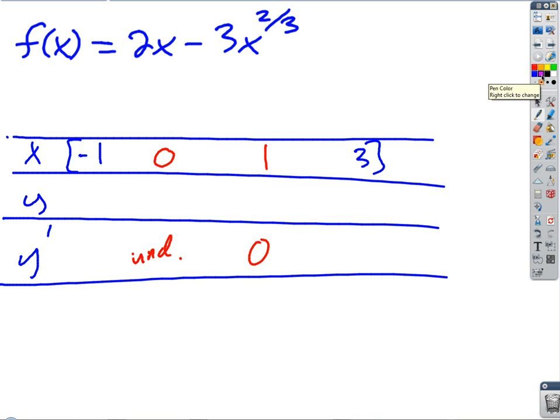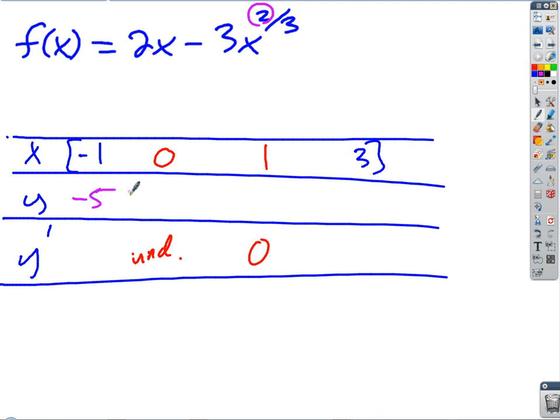If I plug -1 in, what do I get? That's going to give me -2, right? First term. Now, what's -1 to the 2/3? If there's a 2 on top, it's an even function, right? Because that's really just the cube root squared. When I square something, what's that do to the value? Positive. Yeah, positifies it. There you go. Okay. So then I'm going to get -2 minus 3 times +1. So just -3.